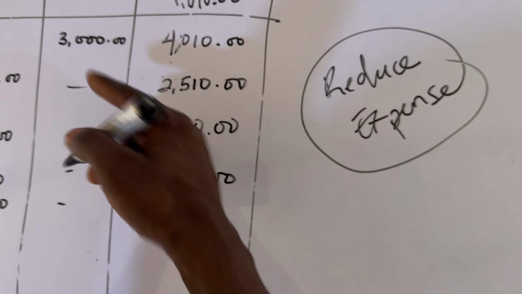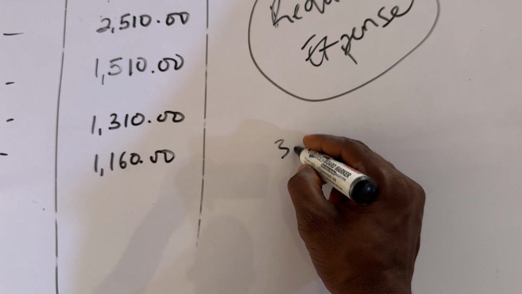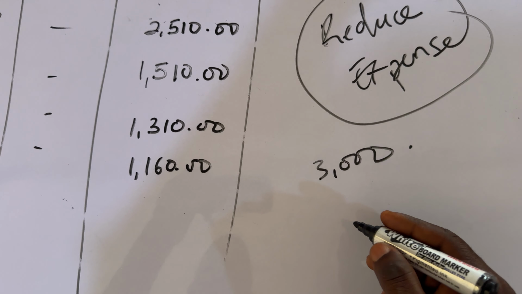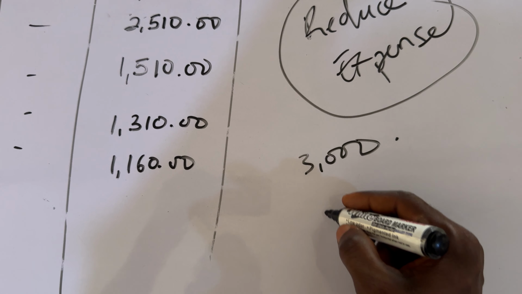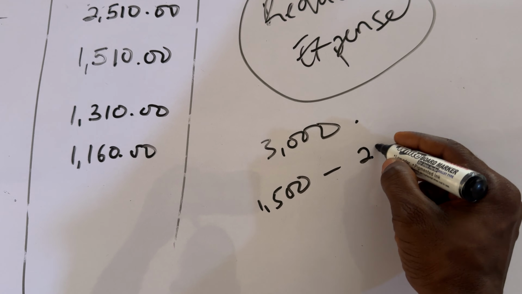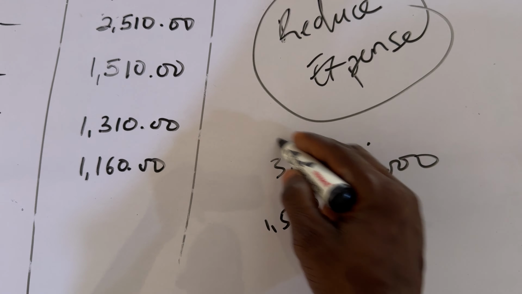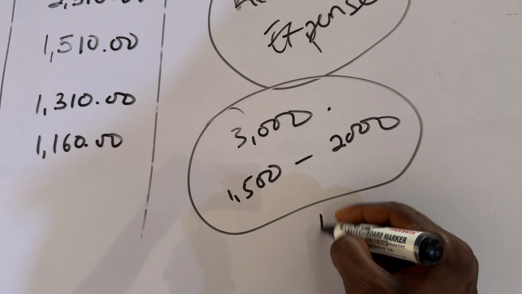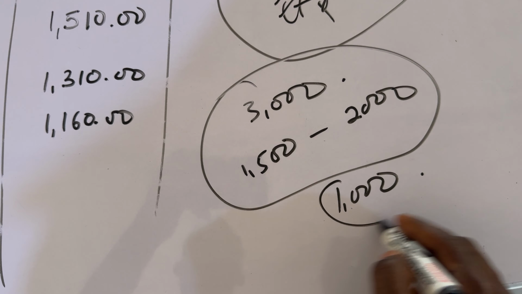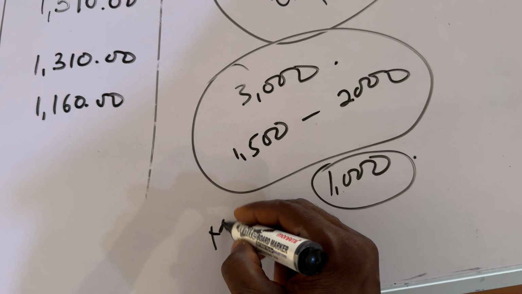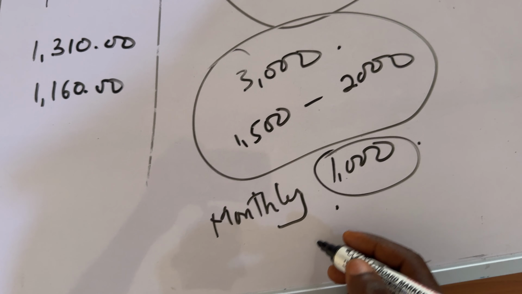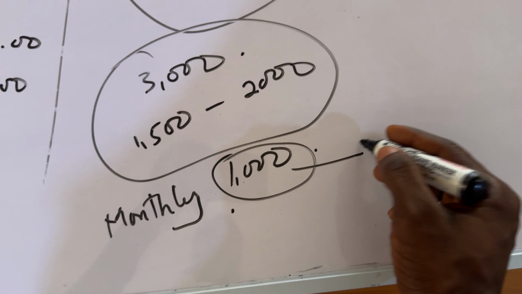So let's say you receive an amount of 3,000 per month as your salary. If you're able to narrow down your expenses to an amount of, let's say, between 1,500 to 2,000, then it means that every month you are able to save an amount of 1,000, right? This is the accumulation. This is what you are saving on a monthly basis. Is that okay? So this thing has to accumulate over time.